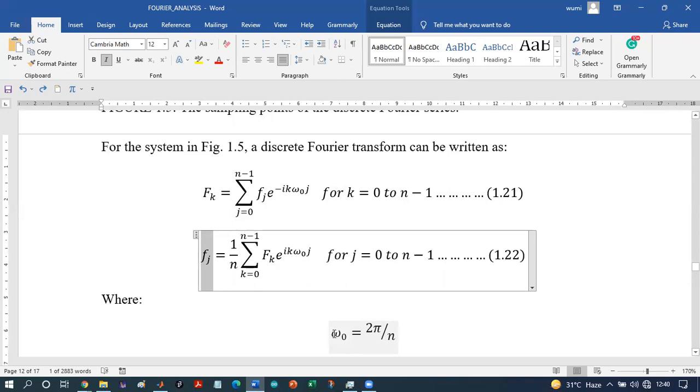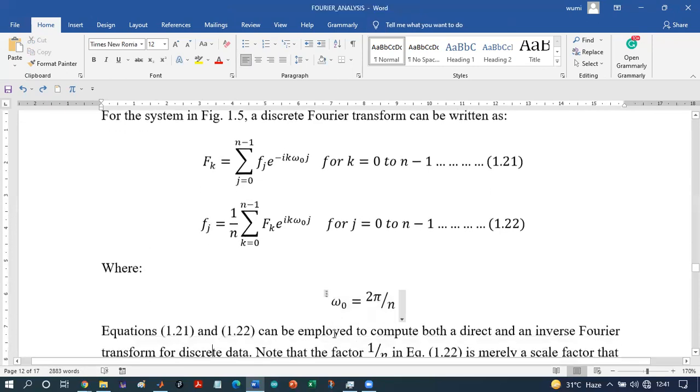So let me just write it. So f of k, which is the discrete Fourier transform, is the summation from j is equal to 0 to n minus 1 of f of j exponential minus i k omega naught j, where k is from 0 to n minus 1. So this is the formula for the DFT. Remember that omega naught is equal to 2 pi over n.